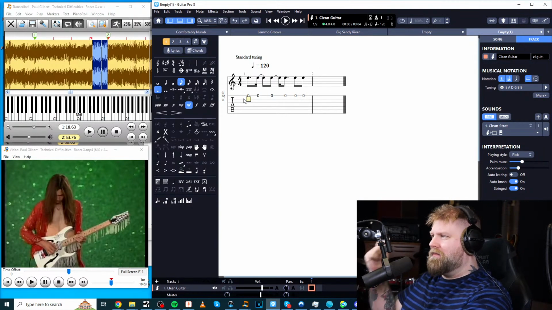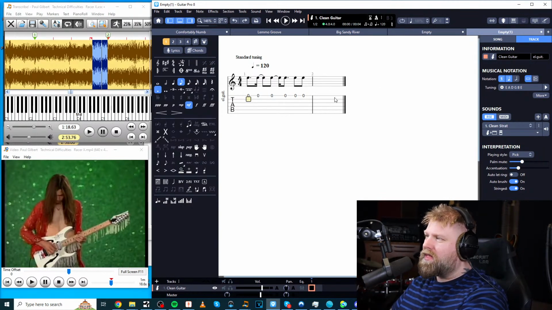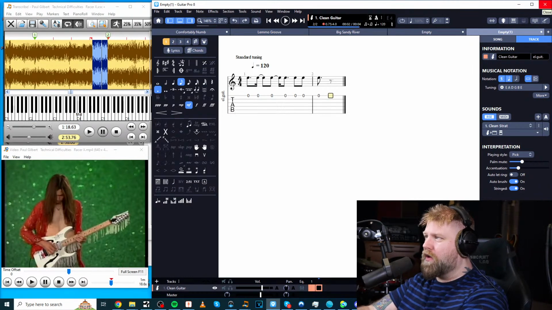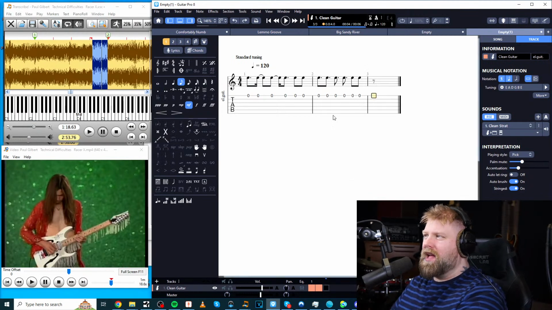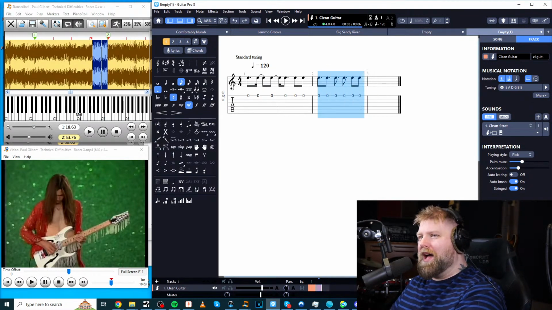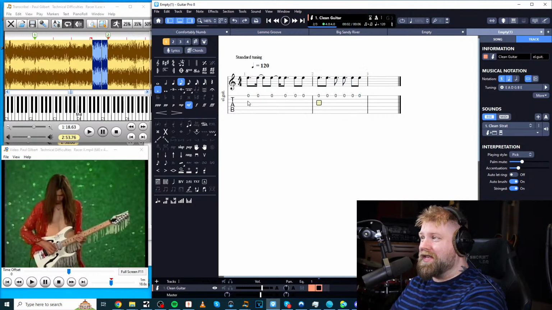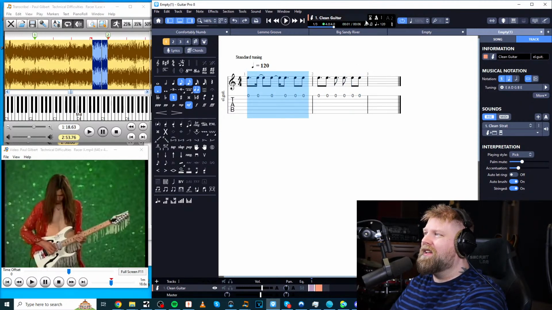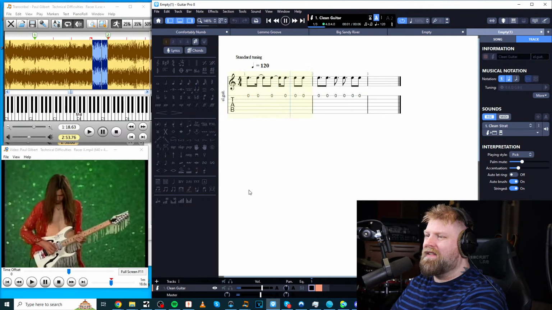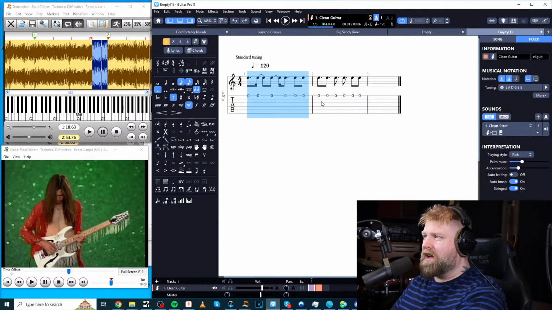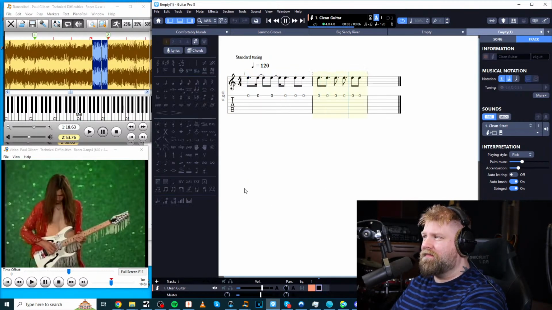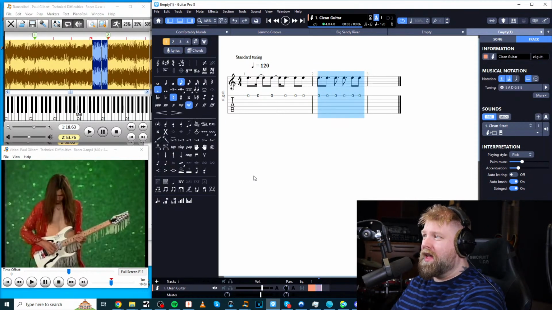Ba, ba, ba, ba, ba, ba, ba. Amateur transcriptionists will often write that like this. Now, I would struggle to read that. It's the same thing if I do this. And then this. It's functionally the same thing.